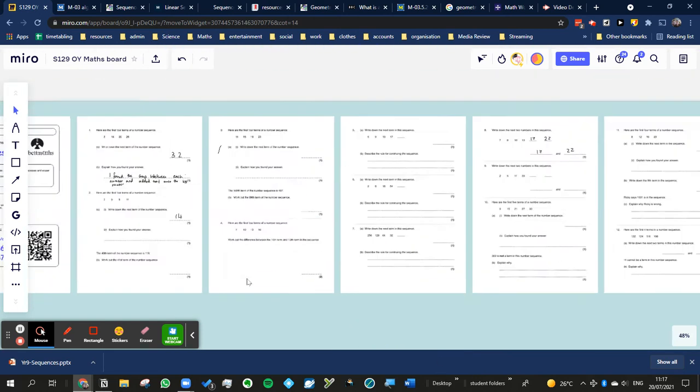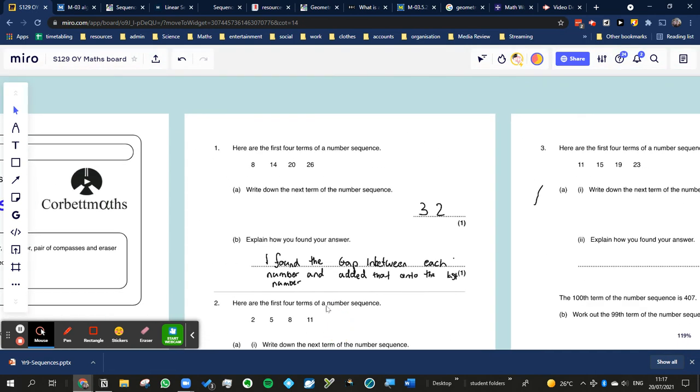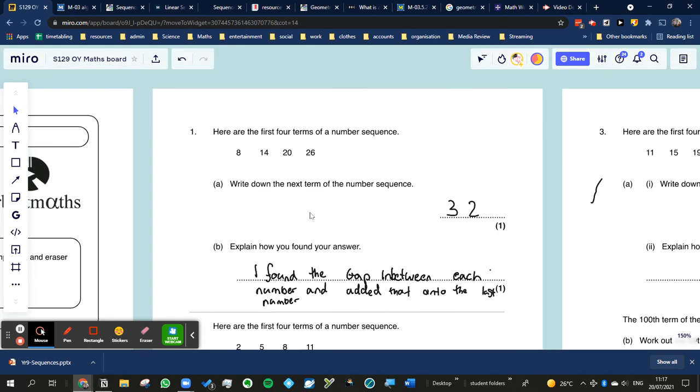Okay, so this worksheet actually contains a lot of different types of sequences in one. It's not an intro sheet, it's more like a summary sheet. If we look at the first one, if you just follow me for a moment, we can compare these different types of sequences.